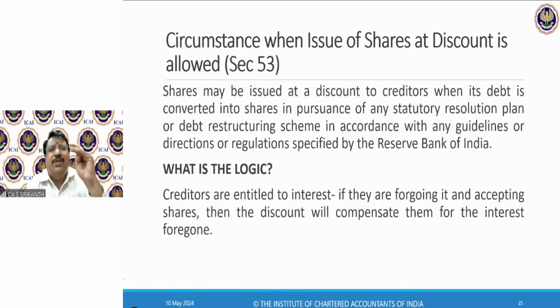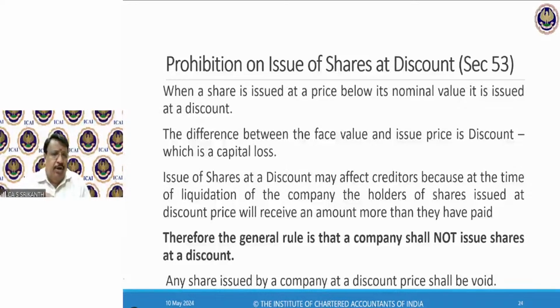But rare exceptions are there. Issue of shares at a discount is allowed under two circumstances. One, when you are issuing sweat equity shares to directors or to employees, you can issue it at a discount. Okay? At a discount. See, again, one more thing. Please note, discount does not mean below the market price. There is no discount. There is only below fair market value. Below the face value. Below nominal value. See, nominal value, face value, one and the same. Face value, nominal value, same.